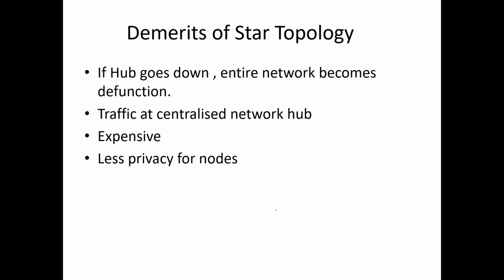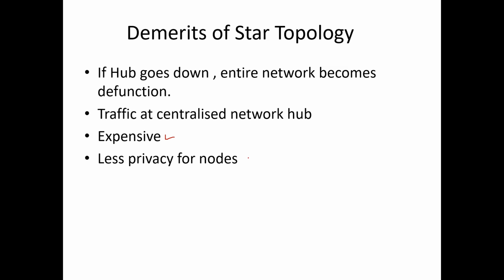Now, what are the demerits of star topology? Here in star topology, we know that the hub, that is the multi-station access unit or the concentrator, is responsible for communication amongst different nodes. So if that hub goes down, then the entire network becomes non-functional. If some nodes want to communicate with some other nodes, that communication is made through that centralized network hub. So because of that, there is traffic or collision at the multi-station access unit. So that is another demerit of star topology. Because of the multi-station access unit and the length of cables, setting up star topology is expensive. And the last demerit is that there is less privacy for nodes.